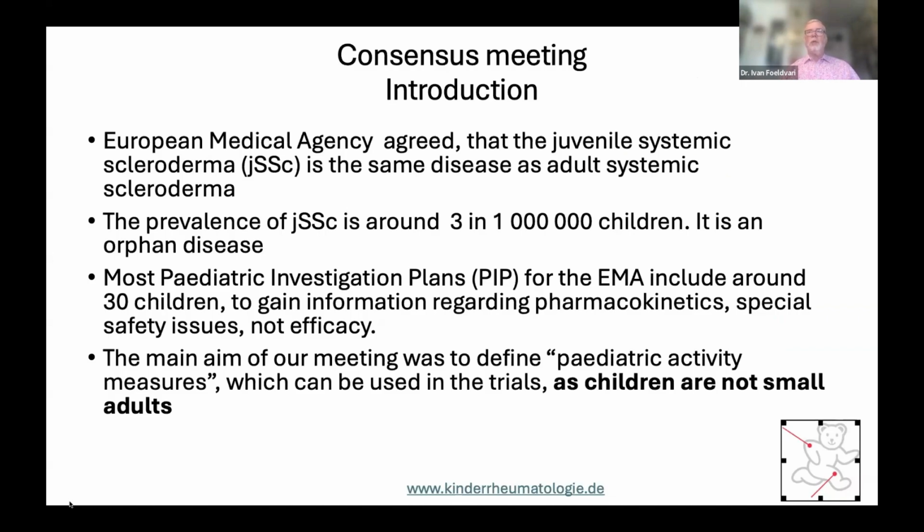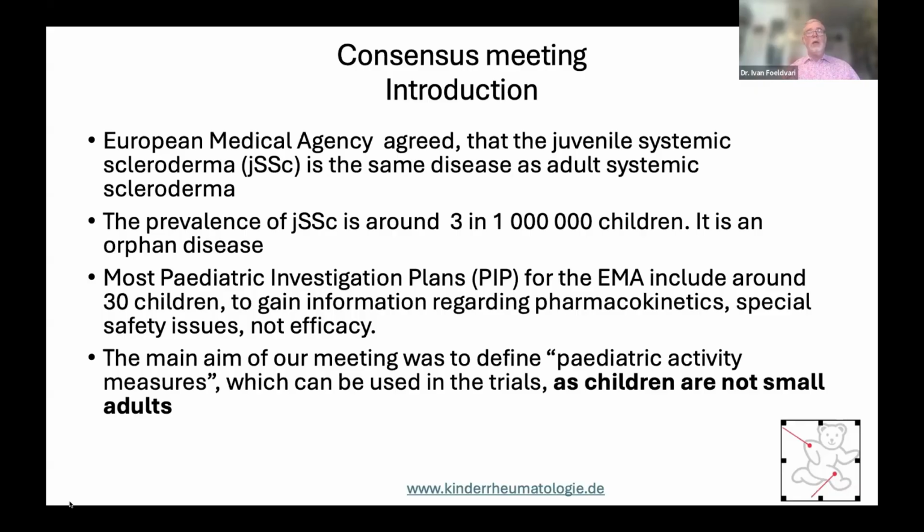It's a very important point. The European Medicines Agency, which licenses drugs in the European Union, agreed that juvenile systemic scleroderma is the same disease as adult systemic scleroderma. It means that basically the efficacy data, so whether the drug is effective, can be extrapolated from the adults, but we still need data from pediatric patients on whether the effectiveness is similar in children. But you don't need so many patients and there won't be any placebo-controlled trials.